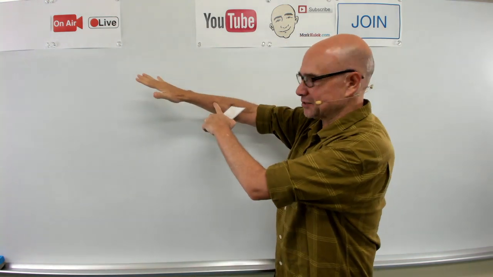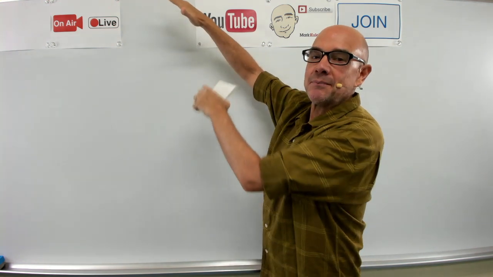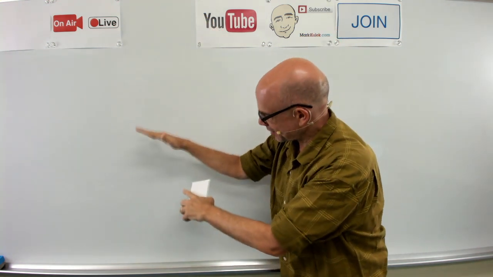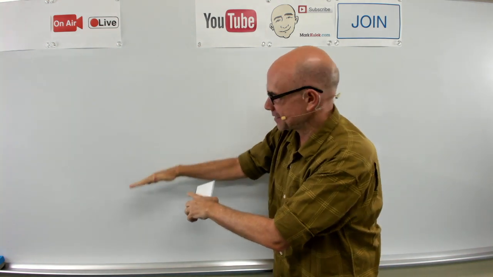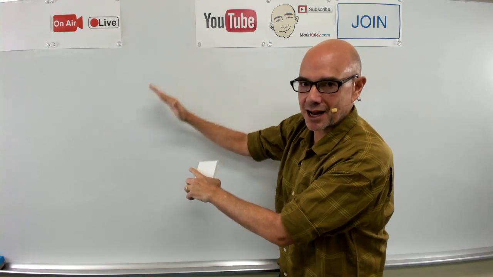Today, you are shadowing with me, Mark, like a real shadow that moves wherever you move. For example, there's my arm, and there is my shadow. As my arm moves up, my shadow moves up. As my arm moves down, my shadow moves down. My shadow is following me wherever I go.